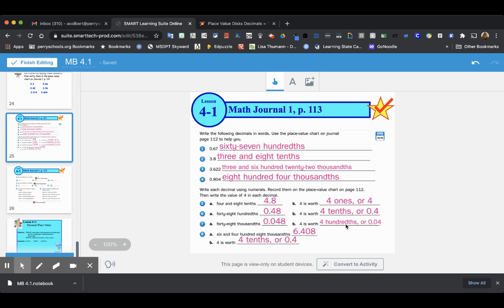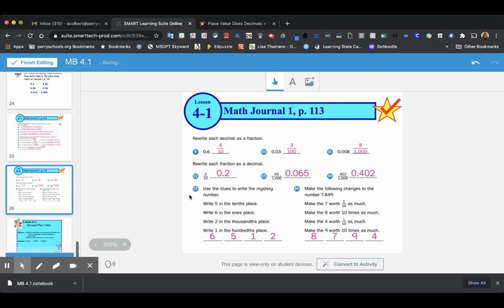And the 4 is worth 4 hundredths, or 0.04. Or again, you could have written 4 over 100. And number 8, 6.408. The 4 is worth 4 tenths, or 0.4, or again, 4 over 10. I forgot to mention that as you're checking this, using a colored pencil, a crayon, a pen, a marker, something maybe that doesn't bleed through would be a good way to check your work so that you can see what you have made mistakes on. So then later on, when you are meeting with your teacher, you have specific ones that you can ask about.